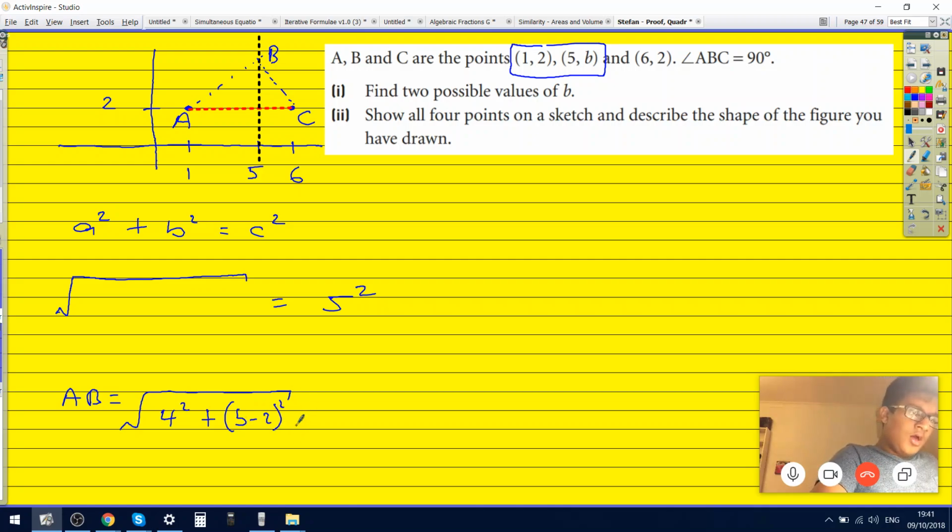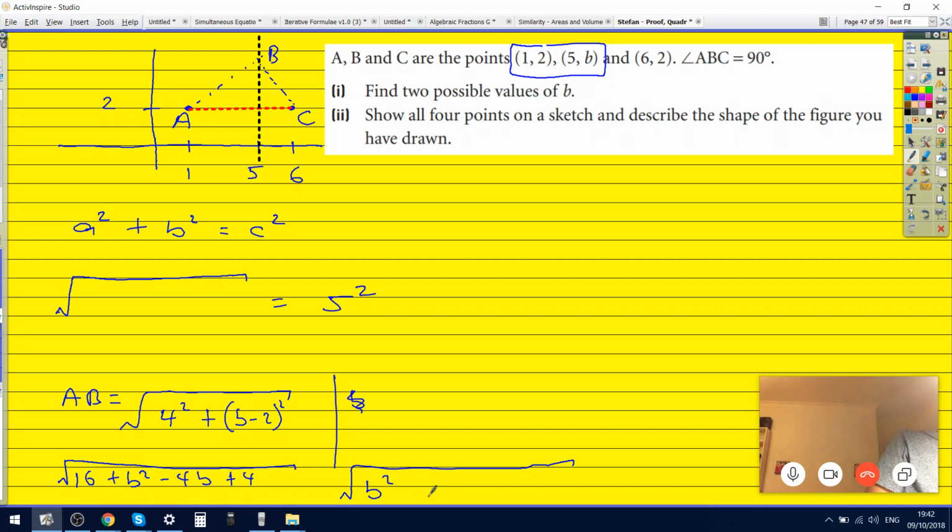So what would you get there? The root of 16 plus b squared minus 4b plus 4 is 5 squared. So b squared minus 4b plus 20 is 5 if we root both sides. So we can factorize this: b squared minus 4b plus 20.